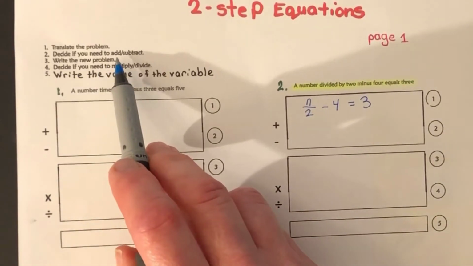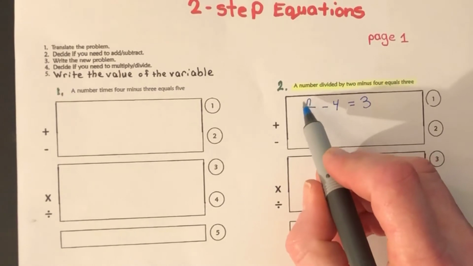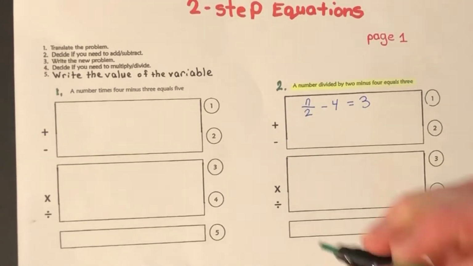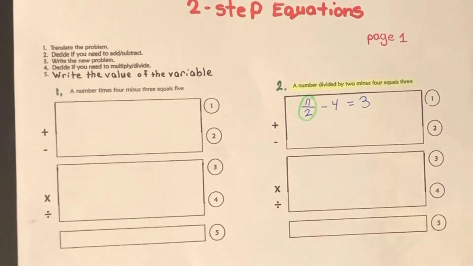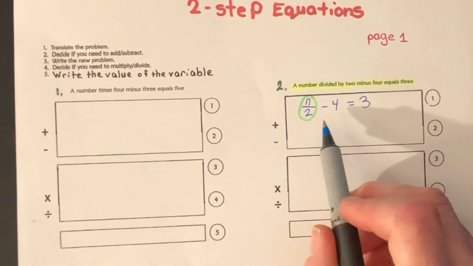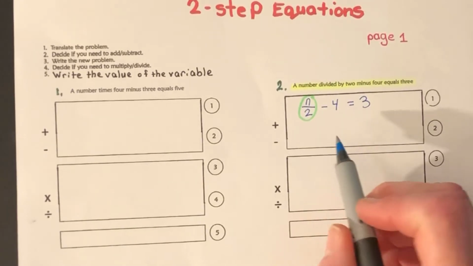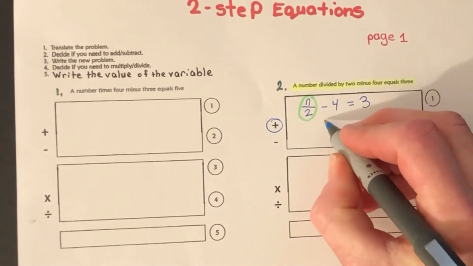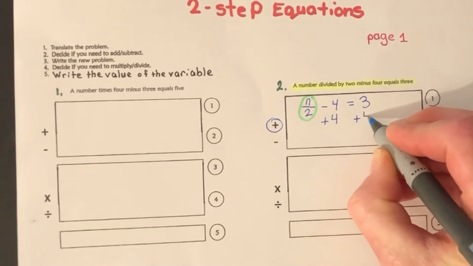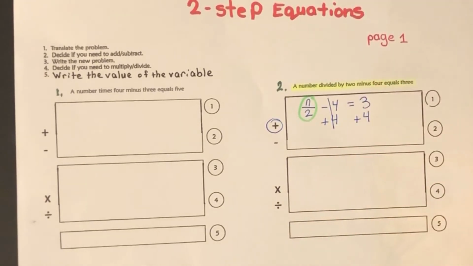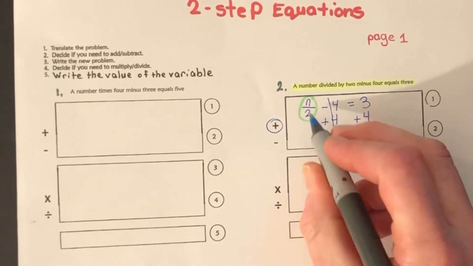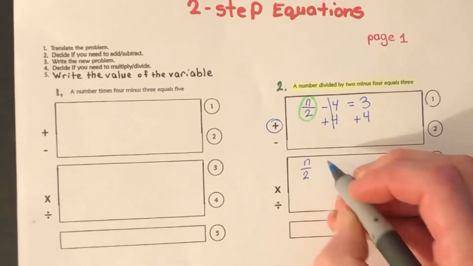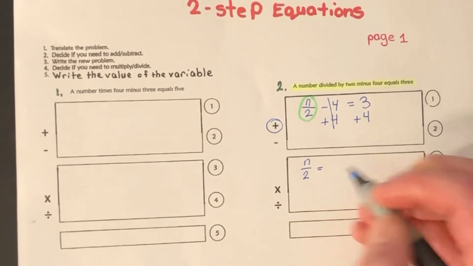Decide if you need to add or subtract. Here is our variable term, so we're going to get the variable term by itself. We want to get this whole term right here by itself. In order to do that, we've got to get rid of the minus 4. So that means we're going to have to add 4 to both sides. So I'm going to circle that to show I'm adding. I'll do plus 4, plus 4. That gets rid of the minus 4. So now I'm left with my original term, my variable term, n divided by 2, got rid of the negative 4, equals 3 plus 4 is 7.